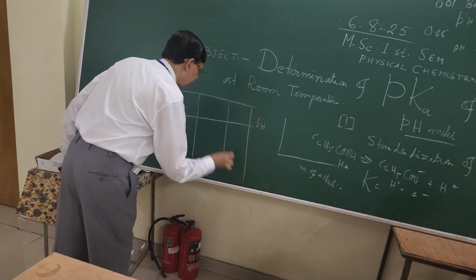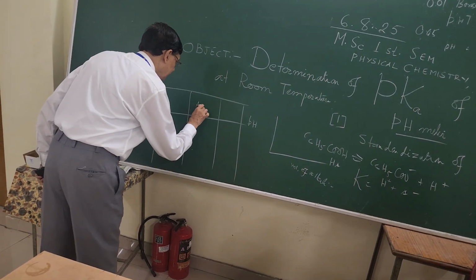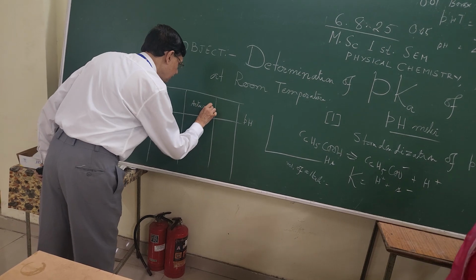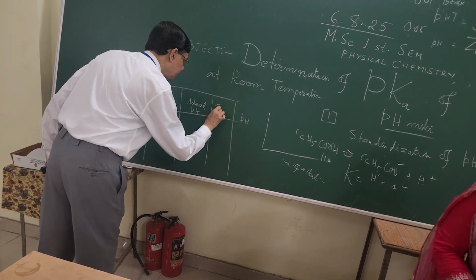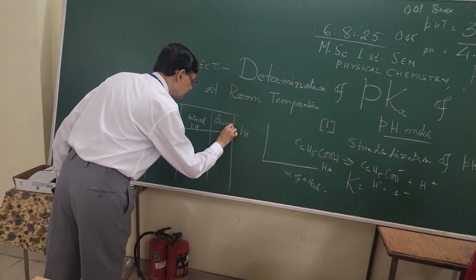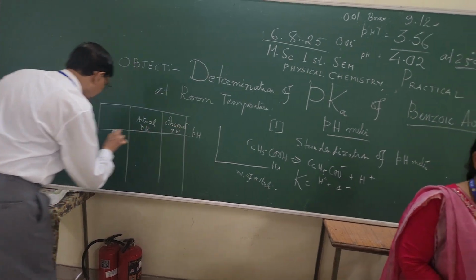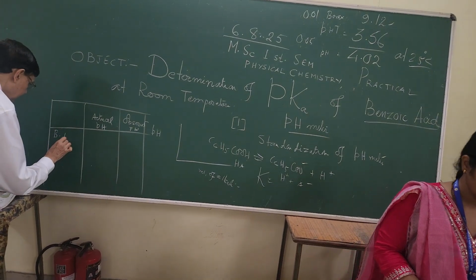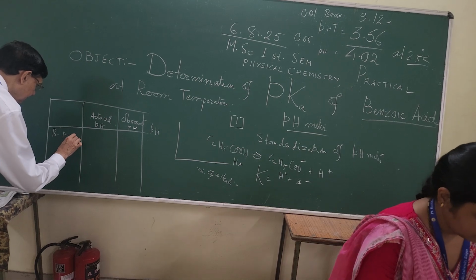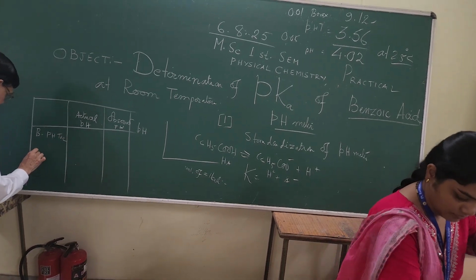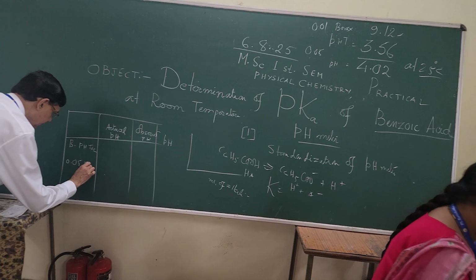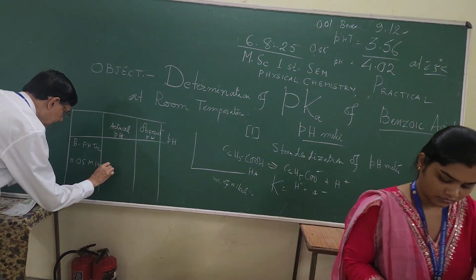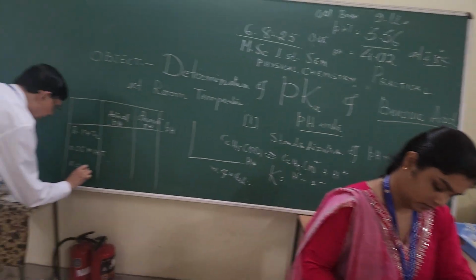Take the actual pH and your observed. Buffer solution 1, potassium hydrogen tartrate 0.05, potassium hydrogen thalate 0.01, borax.